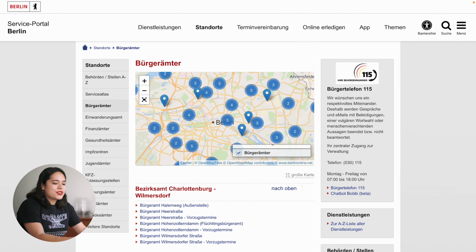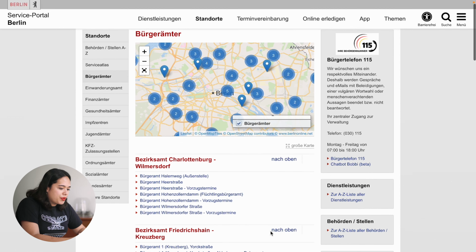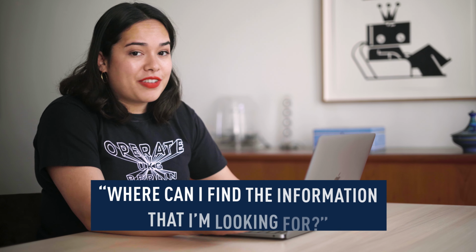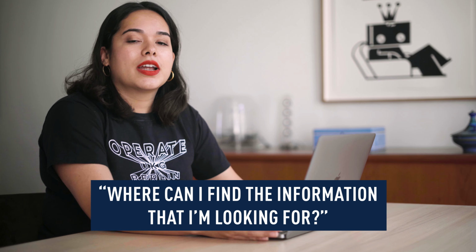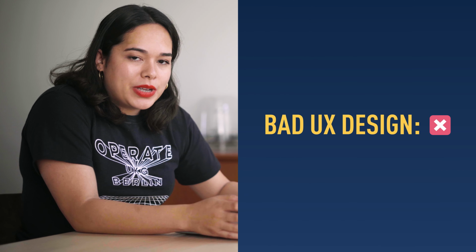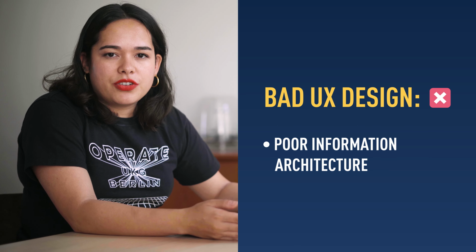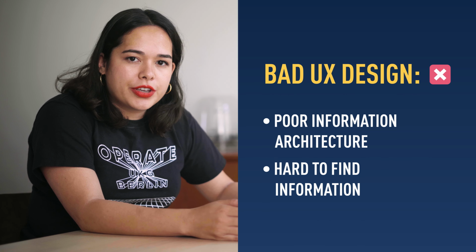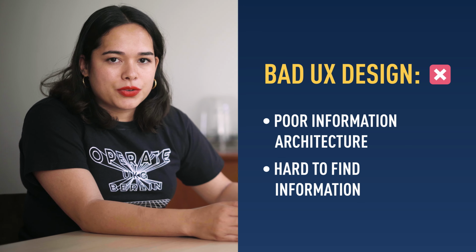This website is completely overwhelming when it comes to navigation and information. There is a navigation bar on the top, but there is also a navigation bar on the left, and there are a bunch of links. So my first question here is, where can I find the information that I'm looking for? And that is what oftentimes makes up bad UX, when there is poor information architecture and people find it hard to find the information they're looking for in a fast and efficient way.